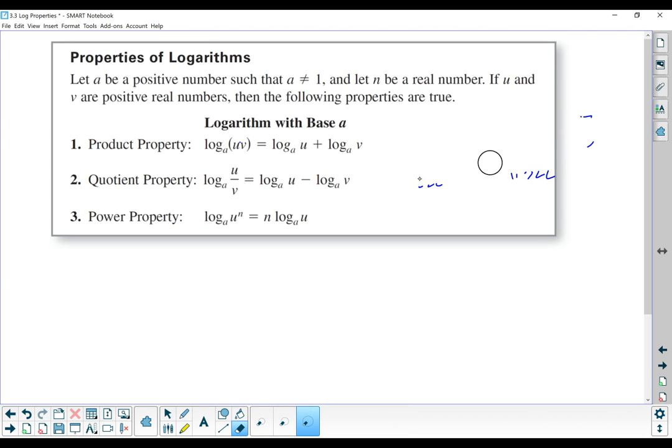All right, so that was called the product property. The quotient property is for when you have division. So if I have the log of u divided by v, that's the same as the log of u minus the log of v.